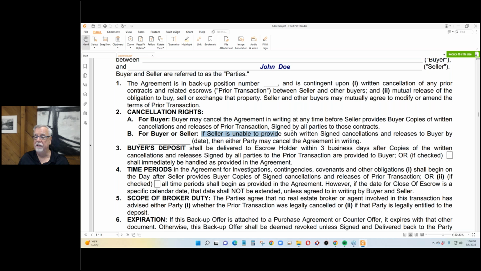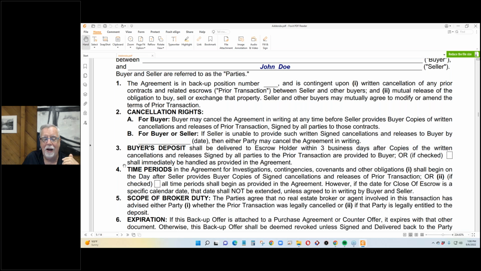And if seller is unable to provide cancellation of the first one by, and you're going to put in a date, how long is your buyer willing to wait to see if the ceremony is going to go through? How long are they willing to wait? Two weeks, three weeks, a month, whatever.